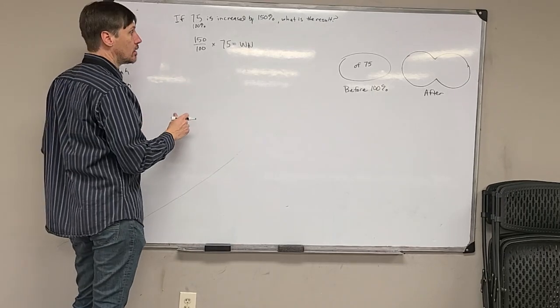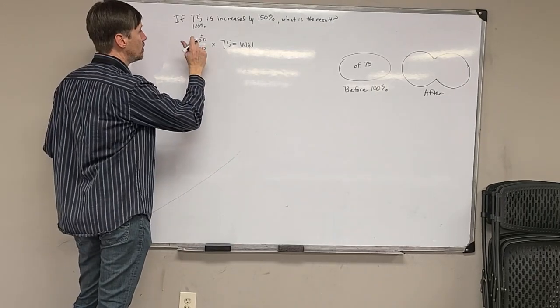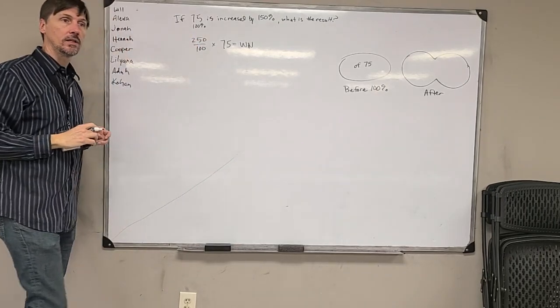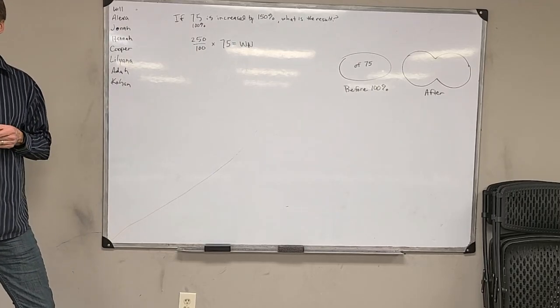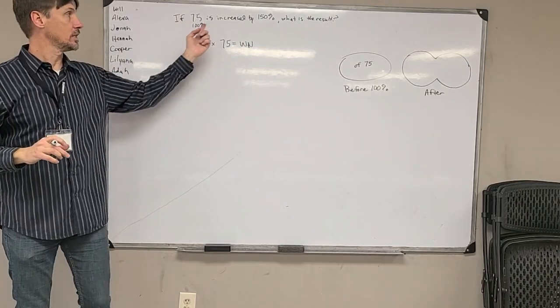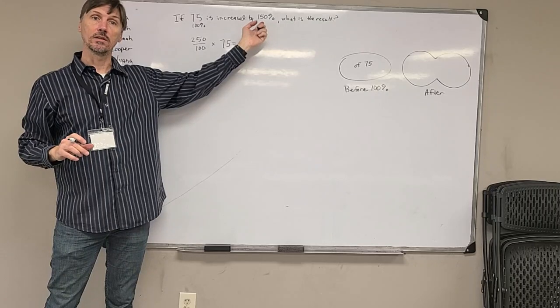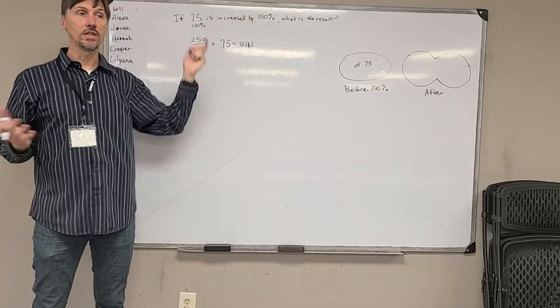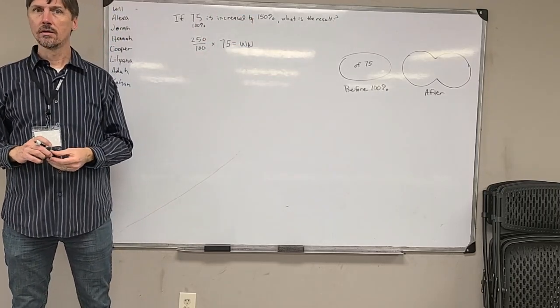So if we were 100% to start with, and we're increasing it by another 150%, would you do 75 over 100? No, you've got to make this number 250. Our percentage is 250% because we start with 100% and we increase that by 150. So 100 plus 150 is 250. Does everybody see that?